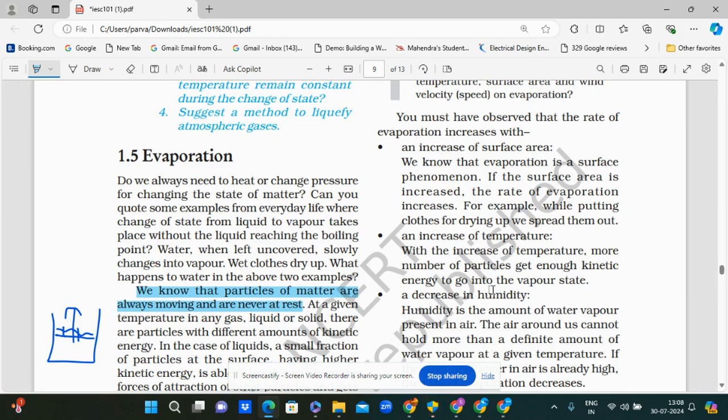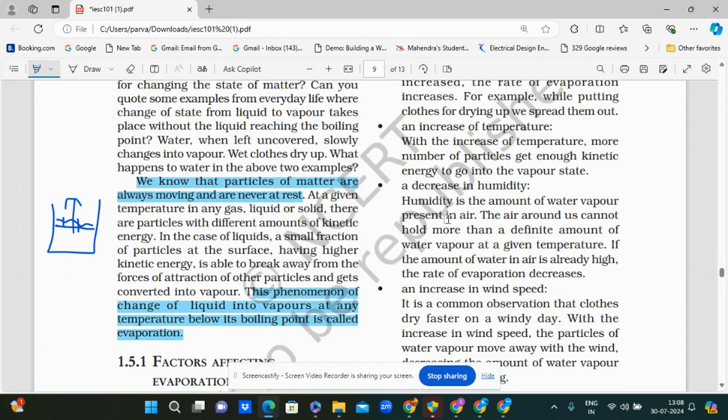If you increase the surface area, from a glass to a saucer, the glass has less surface area, the saucer has high surface area. So if you increase the surface area, evaporation also increases. That's why while putting clothes for drying, we spread them, right? We don't put them as they are, straight from the washing machine. We need to spread them. So increasing the surface area increases the evaporation rate, as well as an increase of temperature.